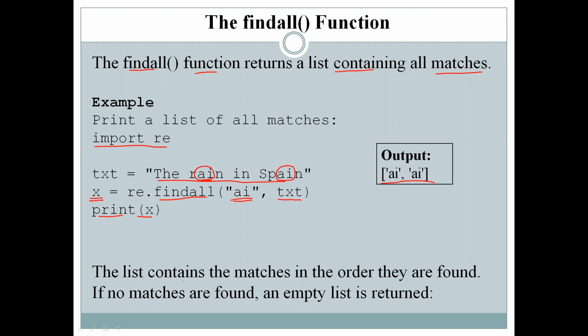The list contains the matches in the order they are found. If no matches are found, an empty list is returned. In case of the findall method, if matches are found, a list of matches is returned. If no matches are found, it will simply return an empty list, meaning a list without any elements. So this is about the findall method.